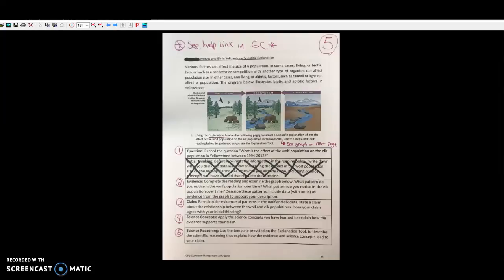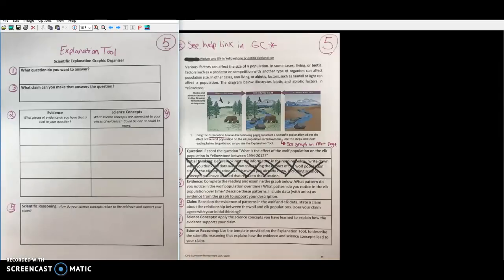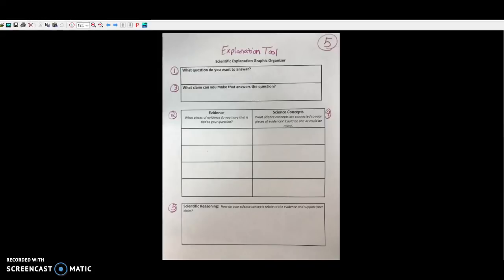So now you're going to go to your organizer that looks like this. And under number 1, you're going to copy that question down. So you should always have a question that you're answering. So I'm matching it up. Now if you look at your explanation tool under number 5, you'll see that number 2 skips down. Because before you can make a claim, which is number 3, you need to look at the evidence. Okay? So we're going to look at the evidence first, and then we're going to go back up and make a claim.